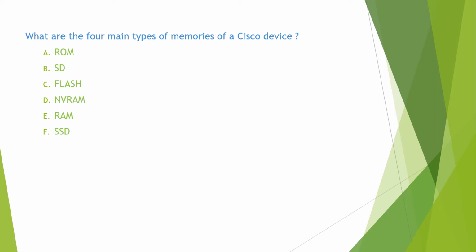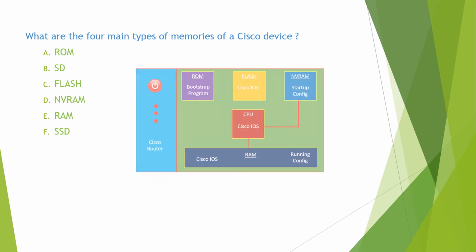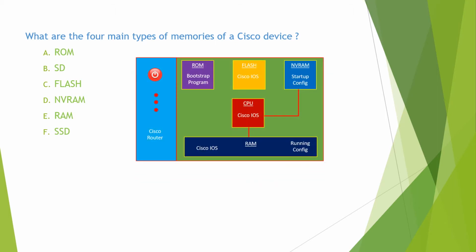In order to answer this question, you may need to remember this figure. As you can see, the four main types of memories of a Cisco device are ROM, flash, NVRAM, and RAM. So the answers for this question are A, C, D, and E. You can find the detailed explanation for this question in the video.